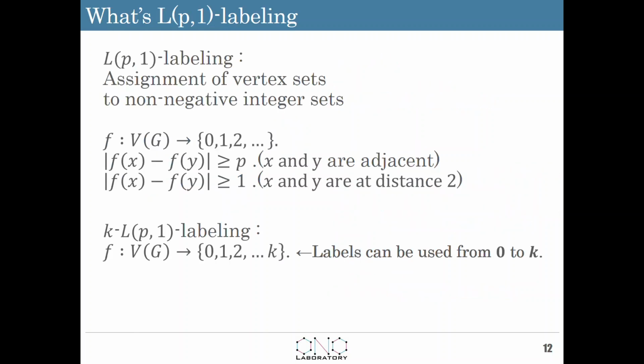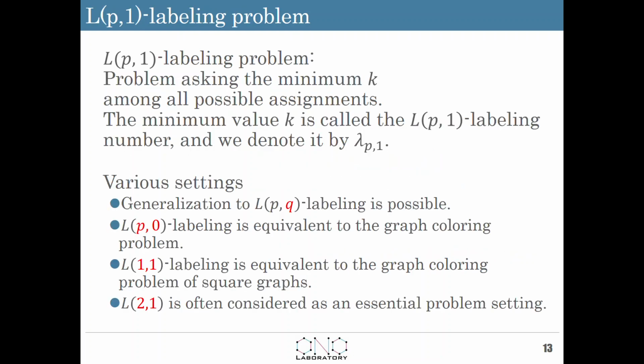The formal definition of an LP1 leveling is like this, and a K-LP1 leveling is an LP1 leveling whose range of the levels is from 0 to K. The LP1 leveling problem is the problem to ask the minimum range of levels K among all possible assignments. The minimum K is called the LP1 leveling number, which is denoted by lambda P1.